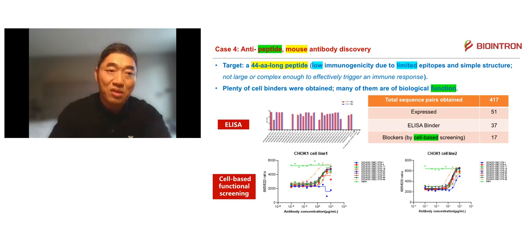But with our AbDrop solution, you can see we get plenty of cell binders, and many of them are of biological function. As shown in this table, 417 paired sequences were obtained, and we chose 51 to express, and 37 of them are positive in ELISA test. This may be a mistake, it's not ELISA. Yes, it is, it's right. And among the 37, 17 of them, by cell-based screening, are blockers.